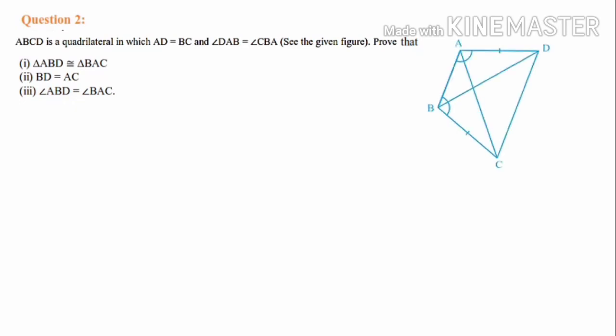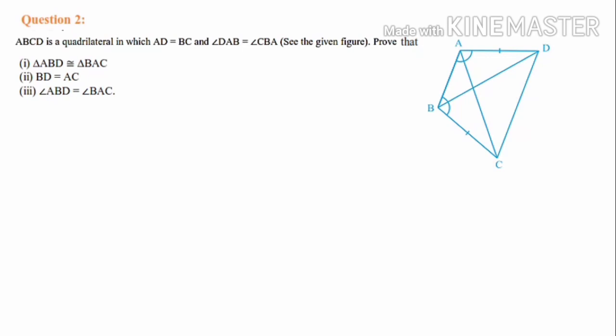The question is, ABCD is a quadrilateral in which AD equal to BC and angle DAB is equal to angle CBA. Prove that: first, triangle ABD is congruent to triangle BAC. Second, BD equal to AC. And third, angle ABD is equal to angle BAC. Here there is a diagram given to you. ABCD is a quadrilateral. And the first question is, triangle ABD is congruent to triangle BAC. That is what we have to prove.